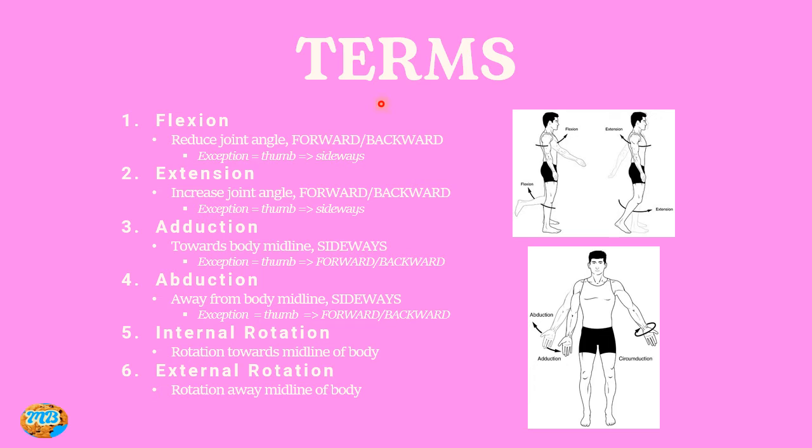It doesn't change. The difference between flexion and extension is flexion reduces the joint angle. So if you envision yourself doing a bicep curl, you're decreasing the angle. And when you're extending your arm, you're increasing the angle. So if a movement is working forward or backwards, and you're decreasing the angle of the joint, it is always flexion. If a movement is going backwards and forwards and it's increasing the angle of the joint, it's extension.